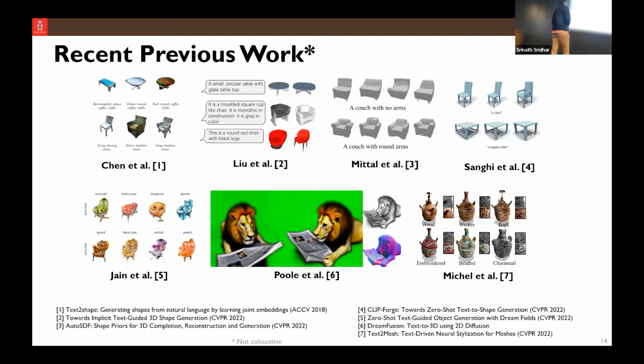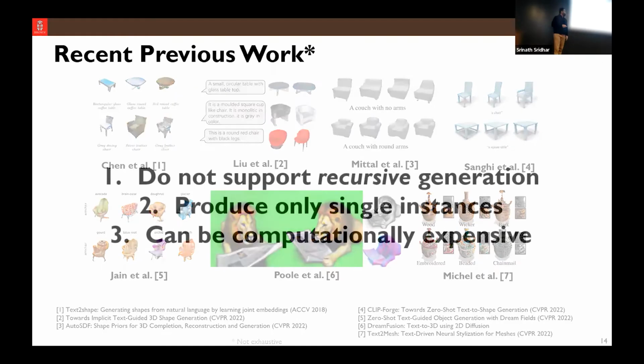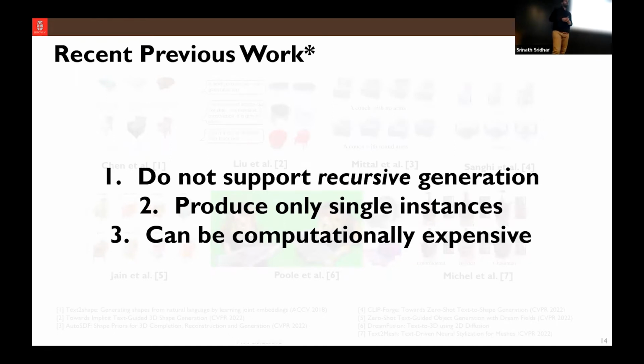Of course, there's been plenty of work in generating 3D shapes from text. This is a non-exhaustive list of some of the more recent work. Right? We've all seen work such as DreamFusion, for instance, which produces very high-quality models. However, most of these models have some limitations. First of all, these methods do not support recursive generation. These models tend to be single forward pass models, right? So you provide a text prompt and you get a 3D shape. There is really no way for you to edit these 3D shapes within these models.